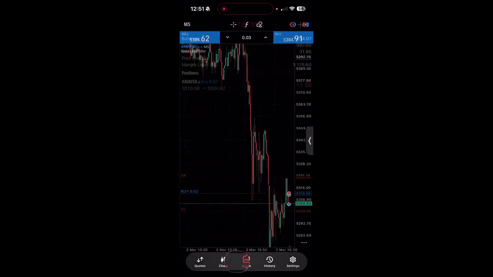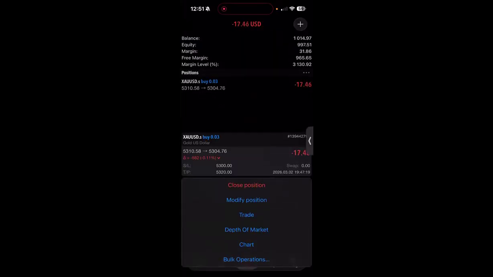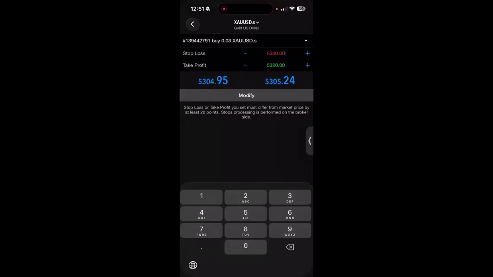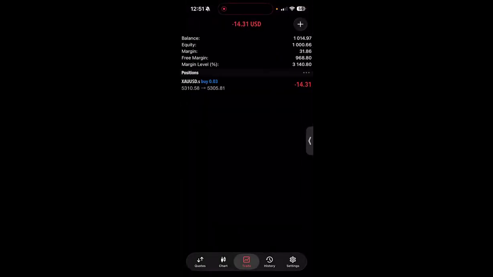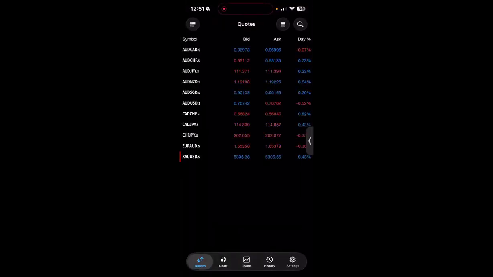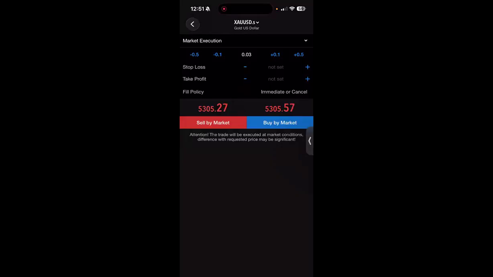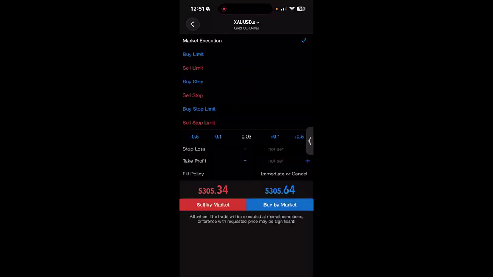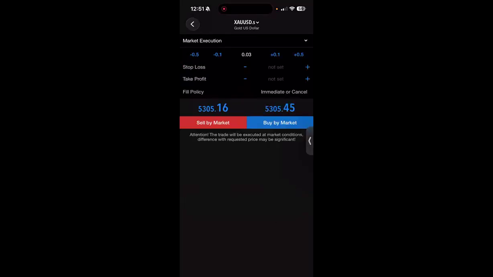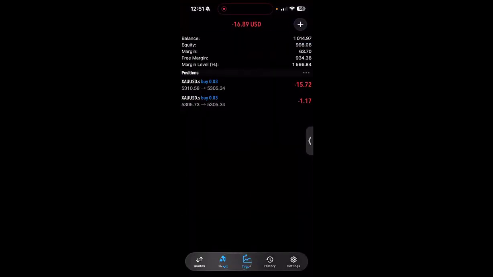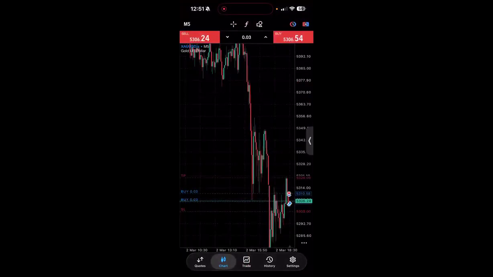If you need to add your stop loss and take profit because you just wanted to quickly enter, you come here, click modify, and type in your stop loss and take profit. To place your trade, you would come here and click on the pair. You can go ahead and click trade. If you're doing a pending order, you would change it here. You can also do market execution from here, just quickly click buy and then boom, I'm in the trade. You see it pop up there.